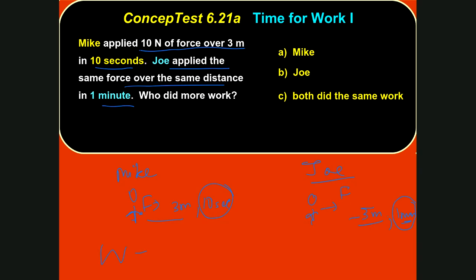Work done is simply force multiplied by distance. There's no mention of time here. And of course, the cosine of the angle. Therefore, whether you apply the force for 1 minute or 10 minutes, it's going to be the same work. So I can safely say both did the same work.